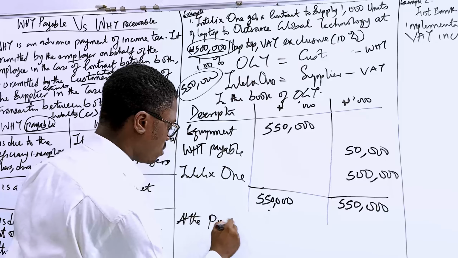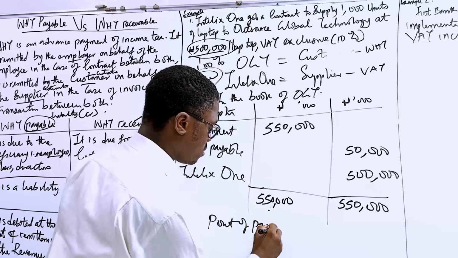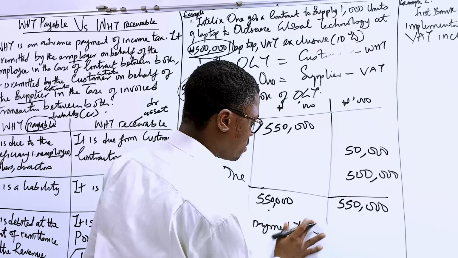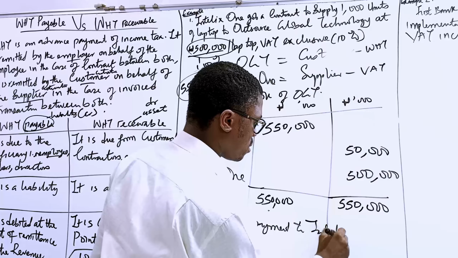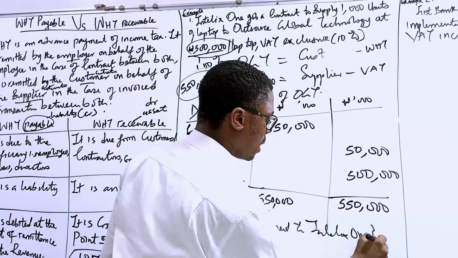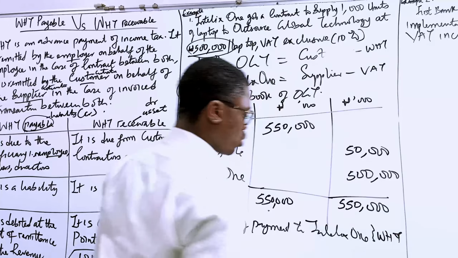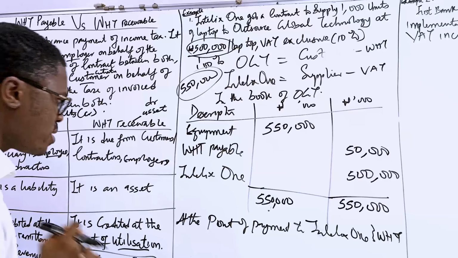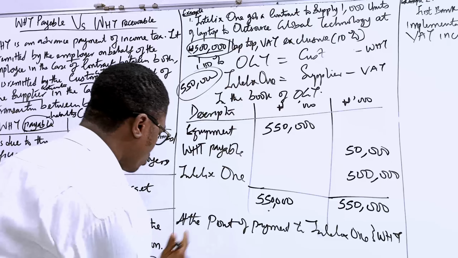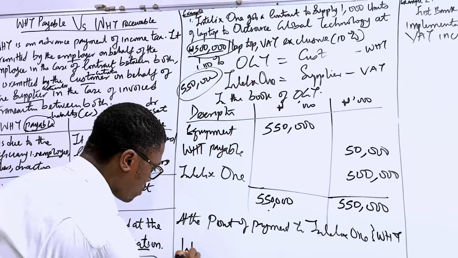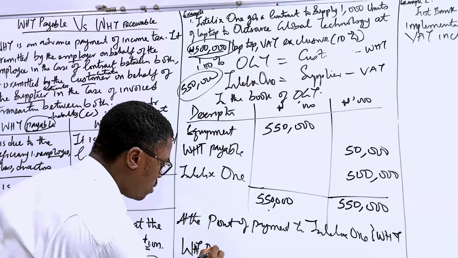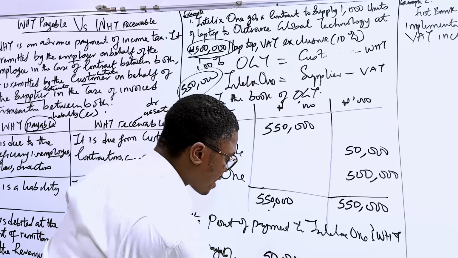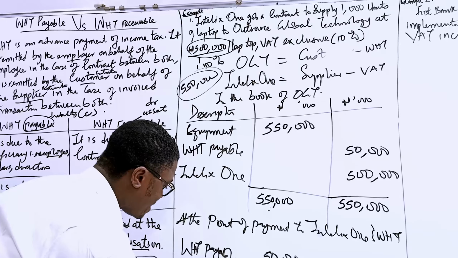At the point of payment to Intellix 1 and withholding tax, what will be the accounting entry? The accounting entry at that point will be to debit withholding tax with the 50,000 naira, and credit bank.